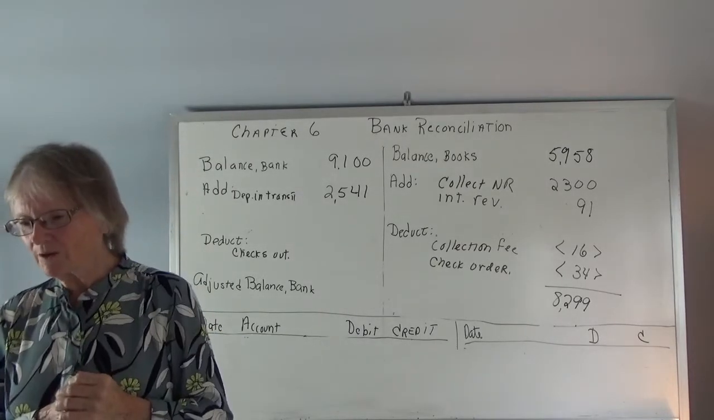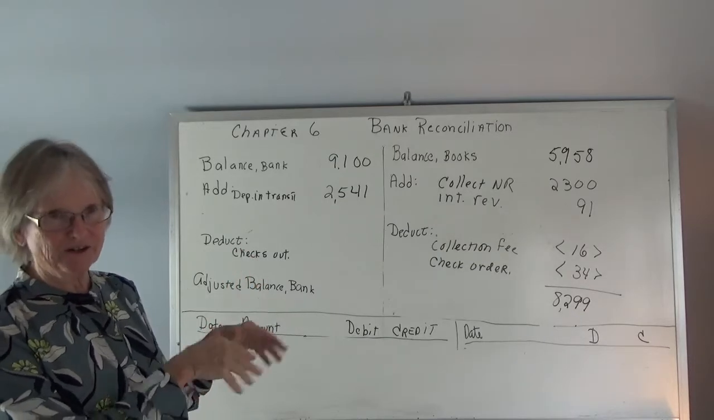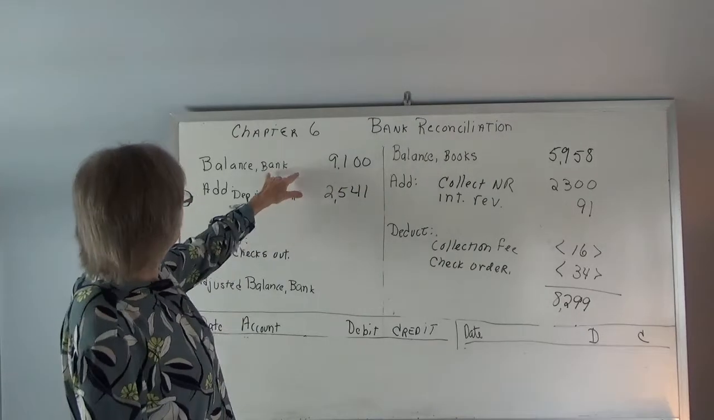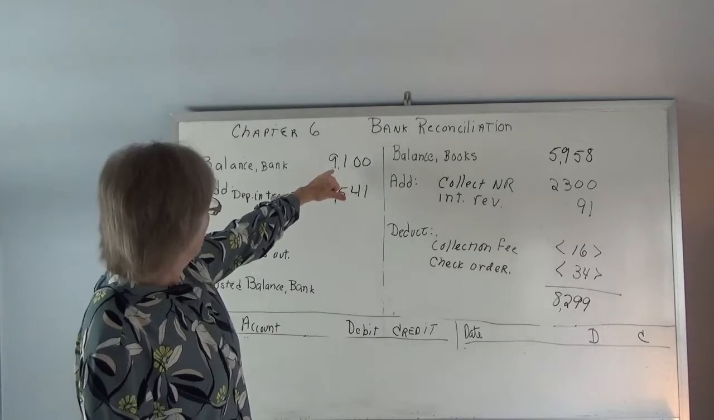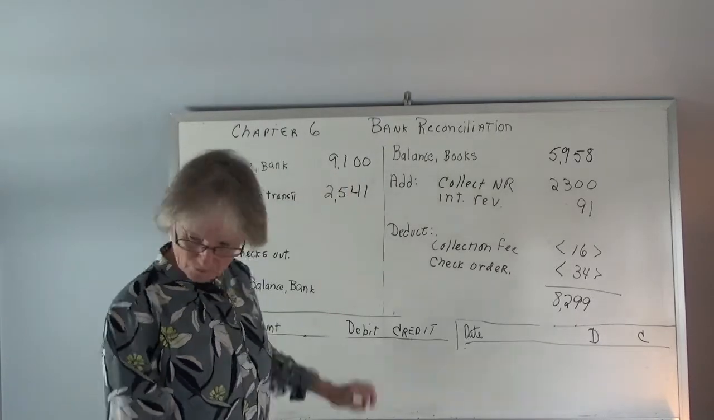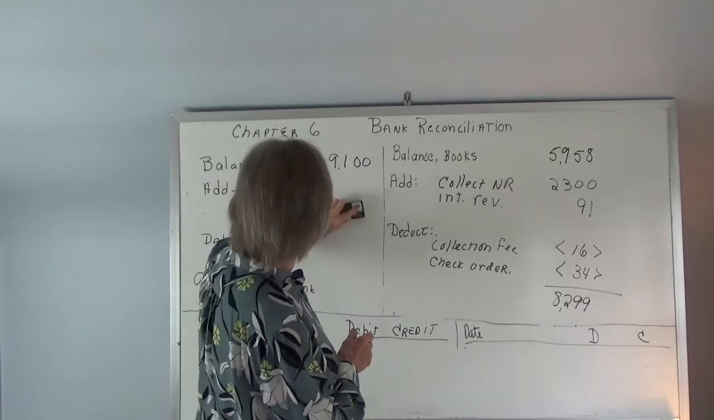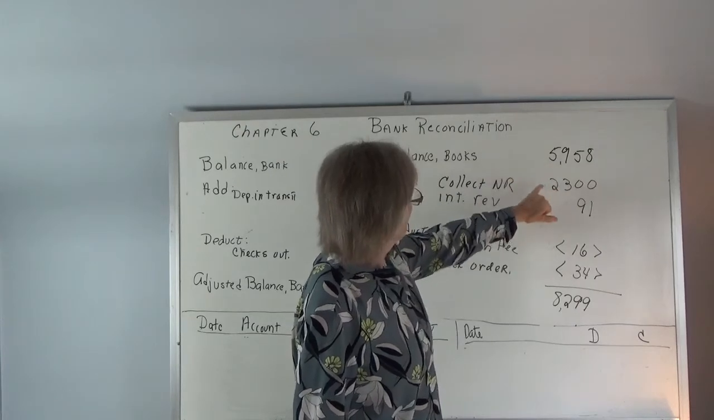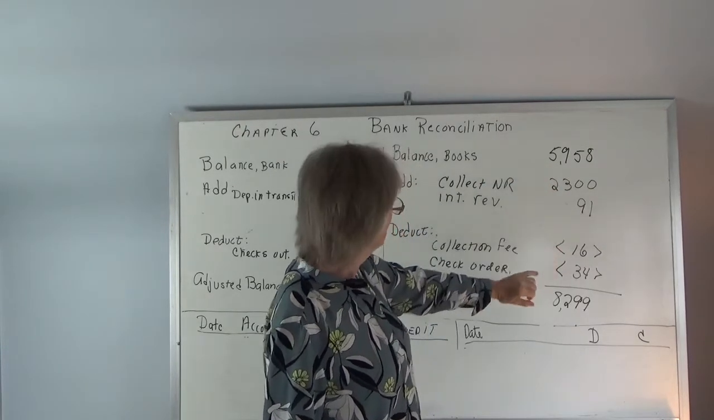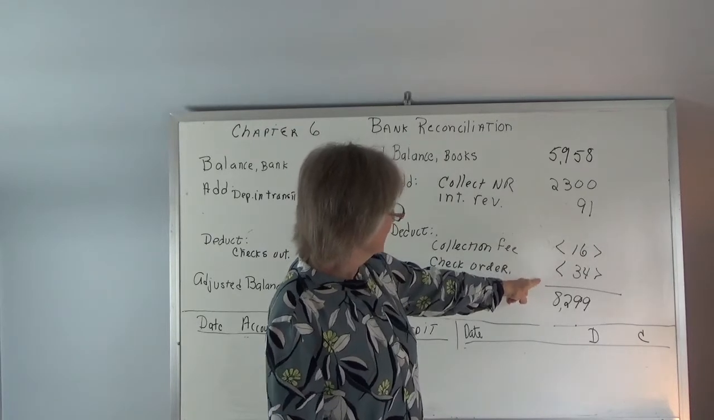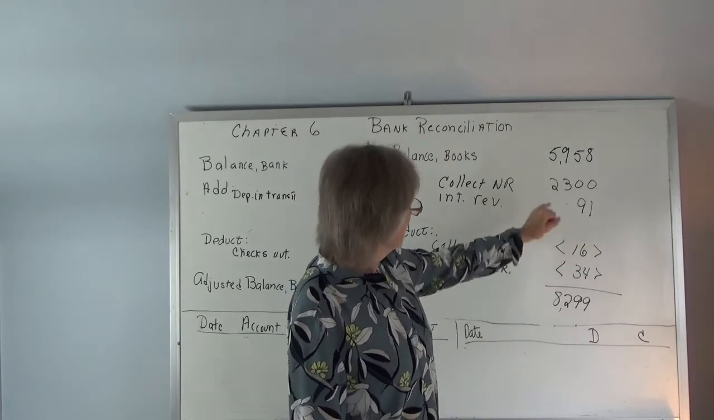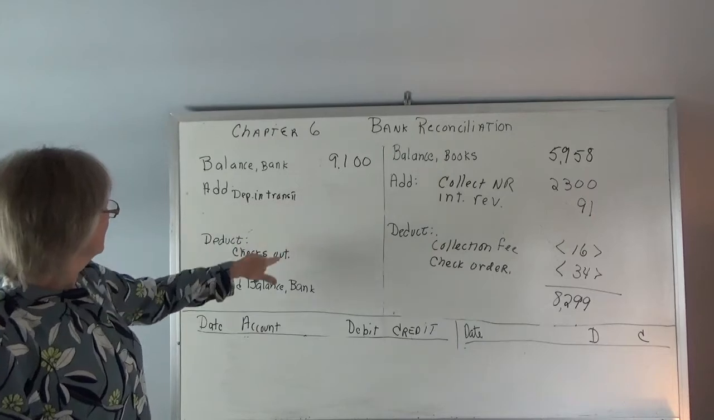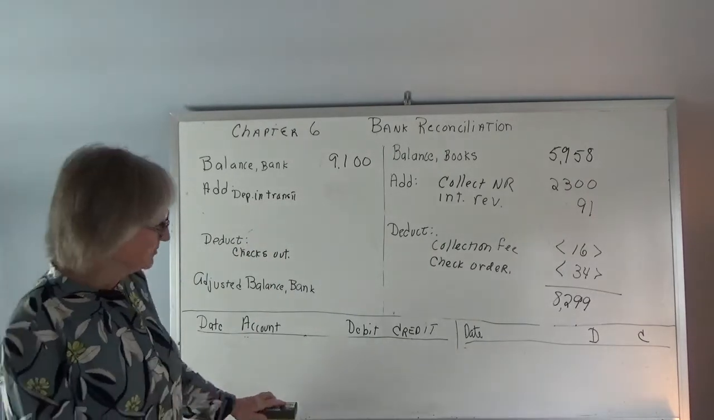Okay, so with this problem, I've got what we know already started, just not to take up a whole bunch of our very valuable time. Here's the bank side of things. You were given the balance per bank. We're not given the deposits in transit. On the book side, you were given the balance per books. We collected a note receivable, interest revenue, collection fee on the note, and deduct the check order. So this is the adjusted balance per books at the moment. What we were not given is the deposits in transit and the checks outstanding, and that's what we have to figure out.